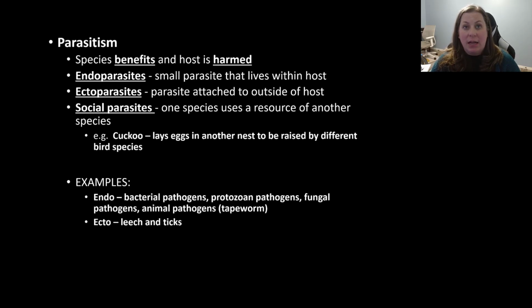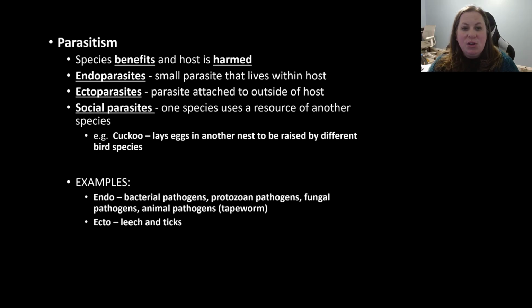Ectoparasites live on the outside of the host. They attach. These are things like leeches, ticks, and mites. They're going to affect the outside of the host, but they still hurt the host. And then we also have some social parasites. Now, you may be thinking, oh, I know some social parasites. You have that individual in your life who just sucks all the energy out of you in social situations. That's not really what we're talking about here, but I mean, it could potentially apply.